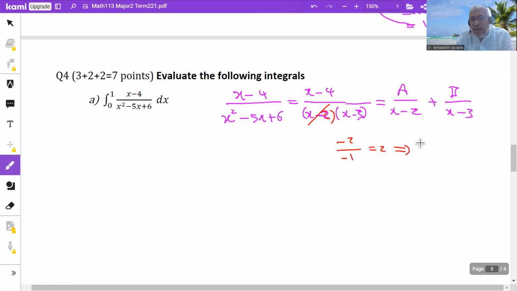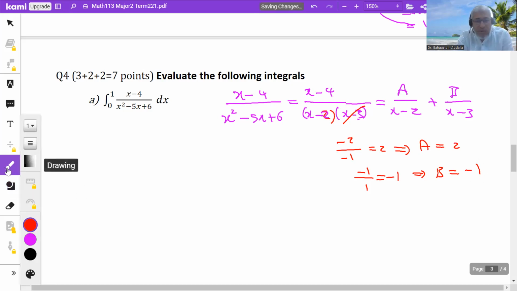So A is 2. And now I cancel the other one, and I replace x by 3. So 3 minus 4, that's negative 1. 3 minus 2, that's 1. So B is negative 1. So this is how to find A and B quickly.